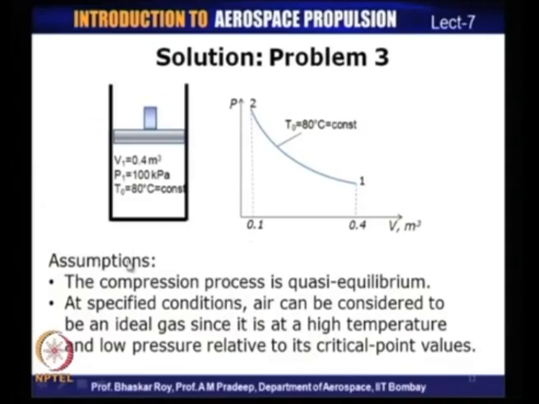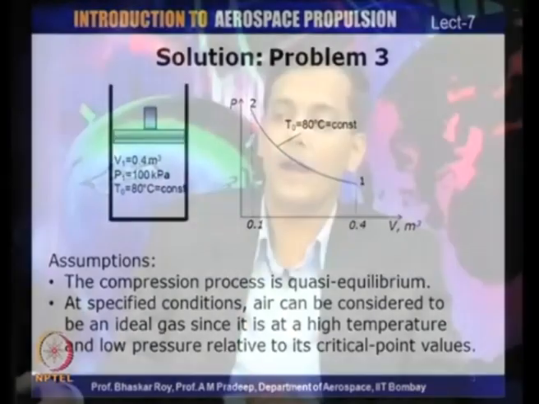Well, again the assumptions, as I mentioned, need to be specified. The process, in this case a compression process, is again in quasi-equilibrium, and at the specified conditions we will consider air to be an ideal gas, assuming that the temperatures and pressures are not close to the critical values for making this ideal gas assumption for air.